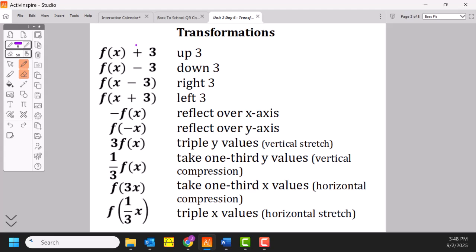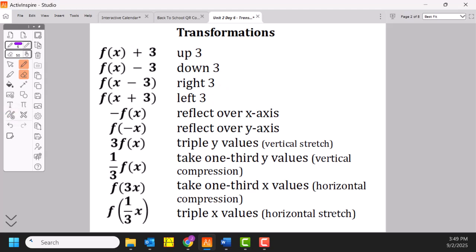So the first two deal with something being added or subtracted outside of the function, right? That shifts it up or down. So if it's outside and being added, it's up. If it's outside and being subtracted, it's down. The next two deal with inside the function, right? These are addition and subtraction inside, and these kind of go opposite of what you'd expect. So a -3 on the inside of the function shifts it right 3, and a +3 on the inside of the function shifts it left 3.